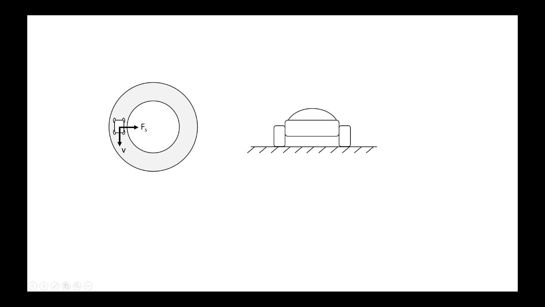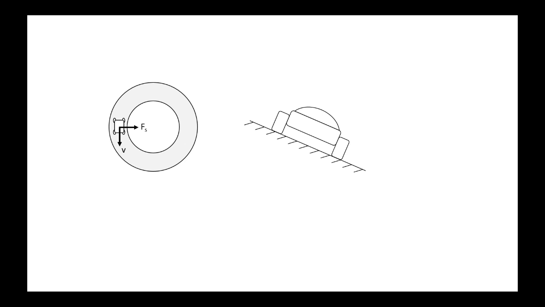But what if instead of having our car on a horizontal track, we have a banked circular track, or a track at an angle? Well, gravity still pulls down, but the normal force is always perpendicular to the surface. And static friction is always parallel to the surface.